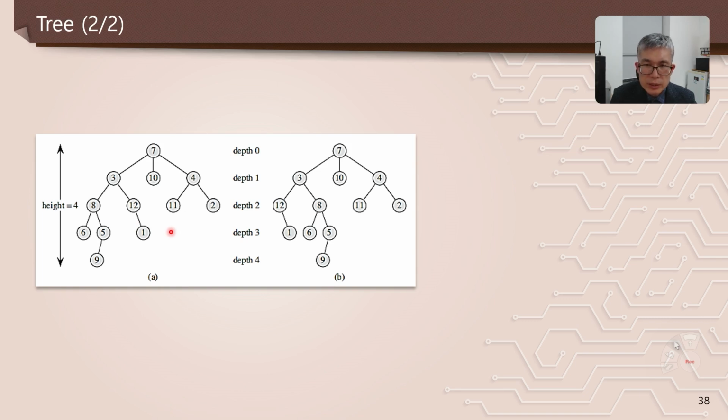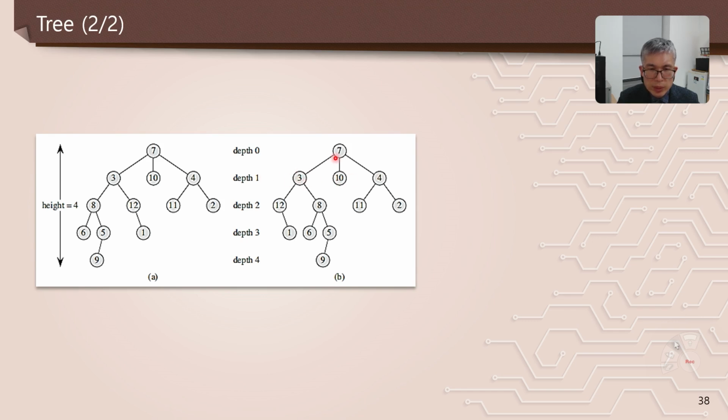Acyclic graph, okay. So this is the root, and this is an internal node. Last one is an external node, or called a leaf. Leaves here. Okay, so the root's level is called depth 0. Root's children 3, 10, 4.